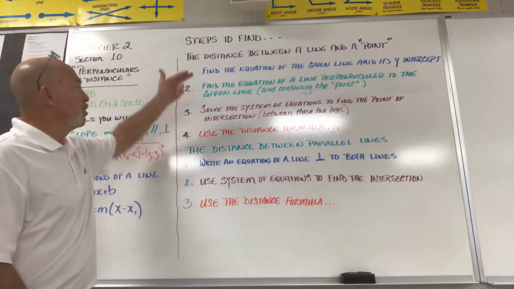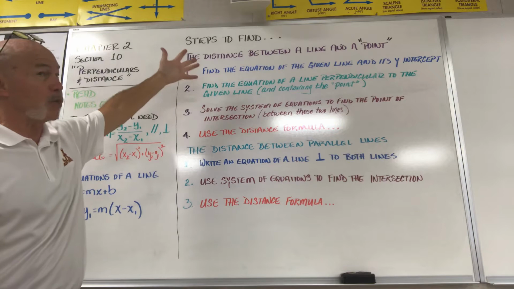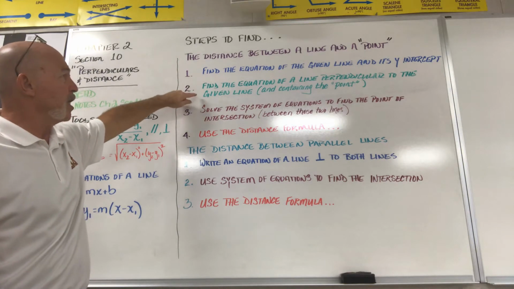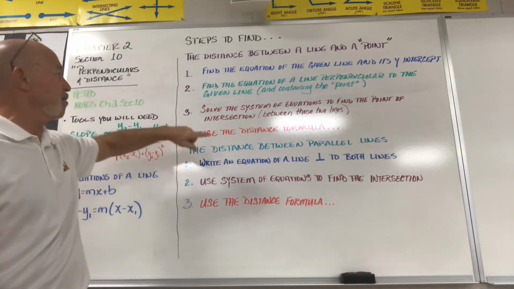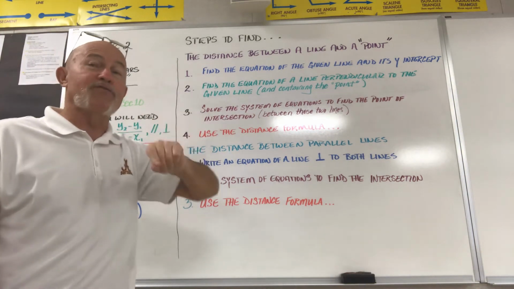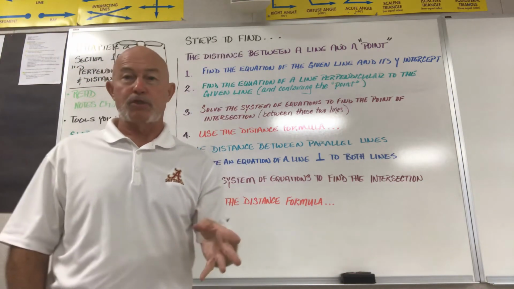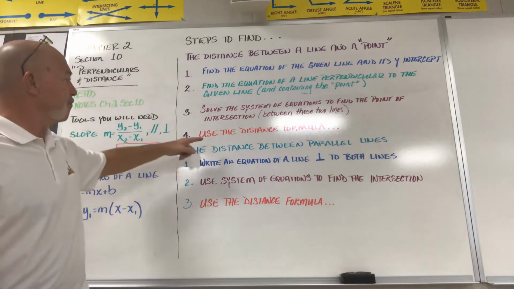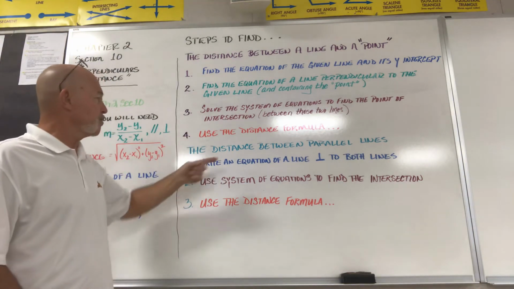And it involves finding equations, okay, finding the y-intercept where it's crossing the y-axis, okay, the equation of the other line, the one that's perpendicular. Yes, we're going to have to go back to algebra and solve systems of equations, either addition, subtraction, or substitution. Okay? We're going to use the distance formula to deal between those points.